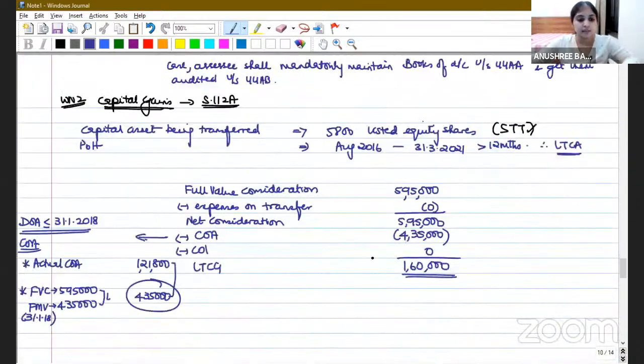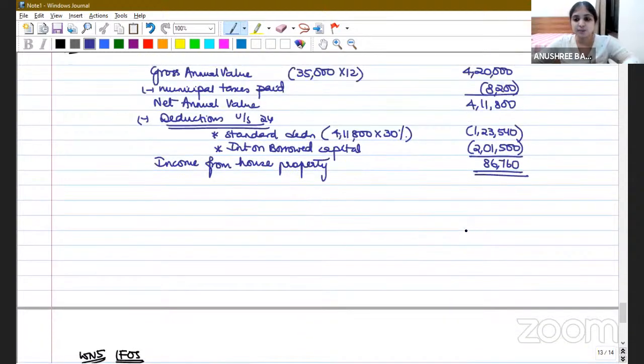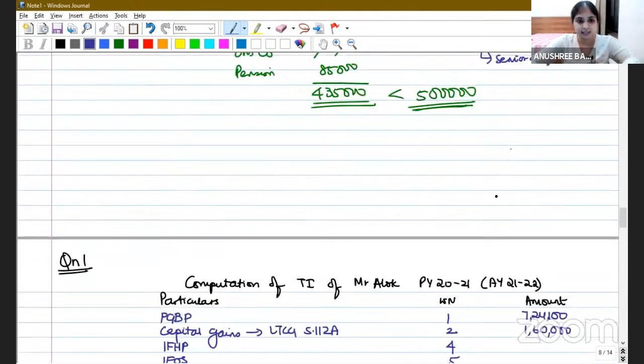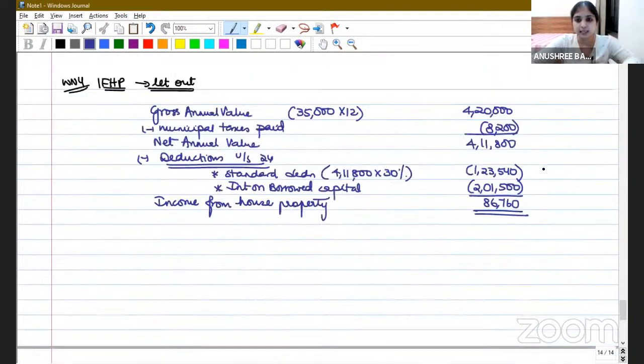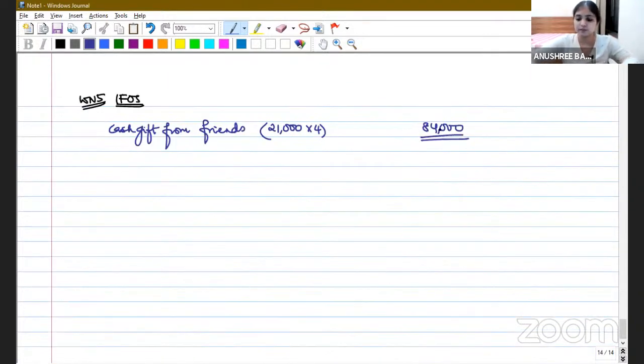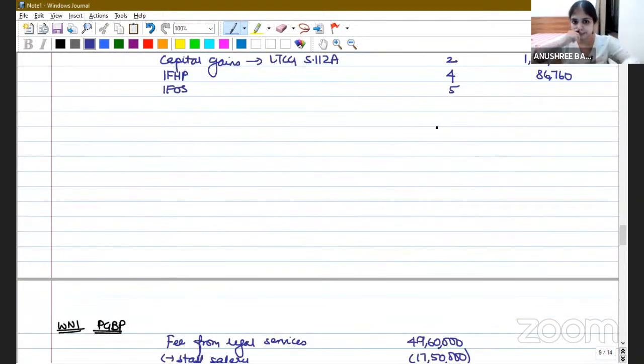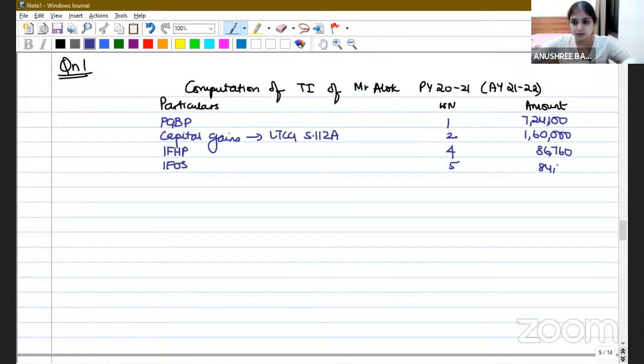Okay, so this is it about capital gains. And then IFHP also we have done the calculation, 86,760. So fill that number as well. And lastly, we have IFOS. IFOS is only one number, 84,000. So add up, what is your gross total income? 7,24,100 plus 1,60,000 plus 86,760 plus 84,000. You get 10,54,860.